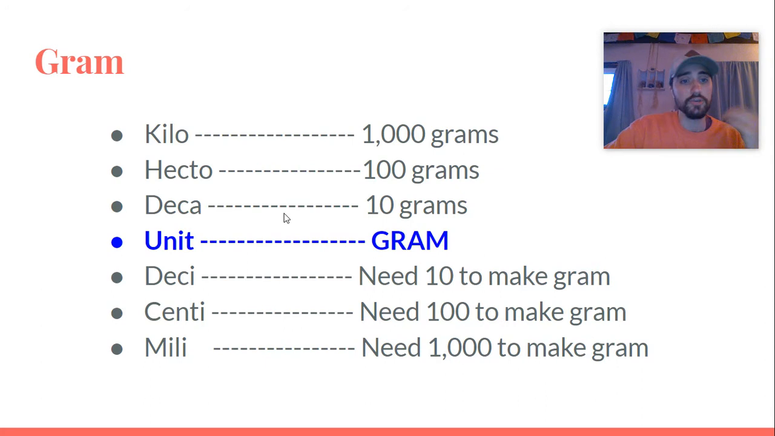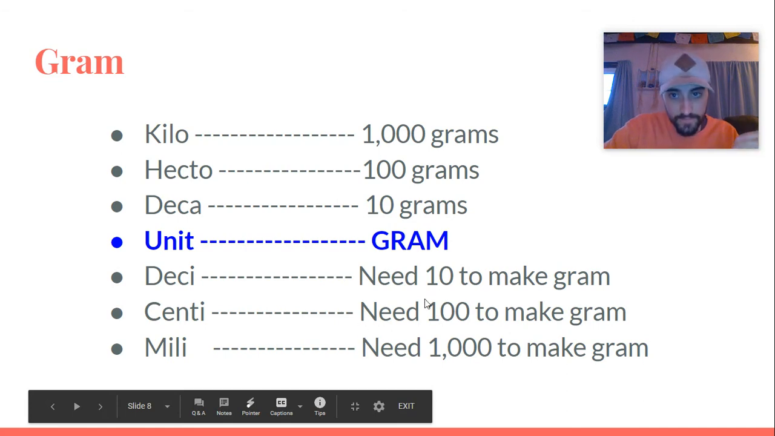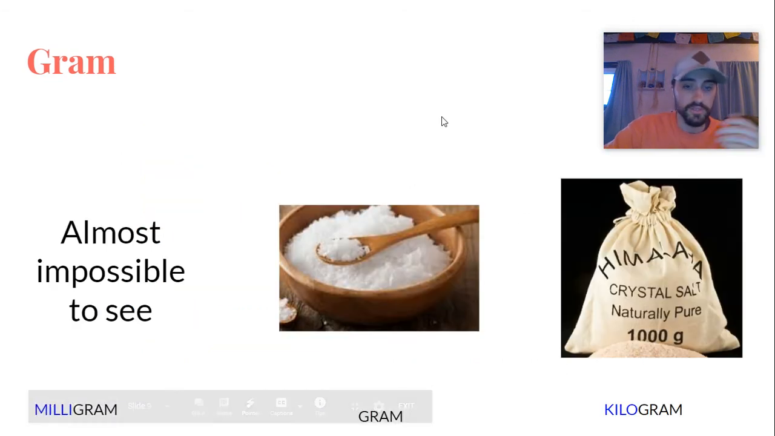And last is a gram. Decagram, 10 grams. Hectogram, 100. Kilograms, 1,000. Deci, now we're getting smaller. Deci, 1/10. Centi, 100th. Milli, 1,000th. Smaller and smaller. Again, let's take a look at some examples.